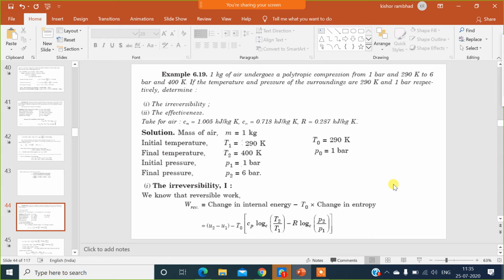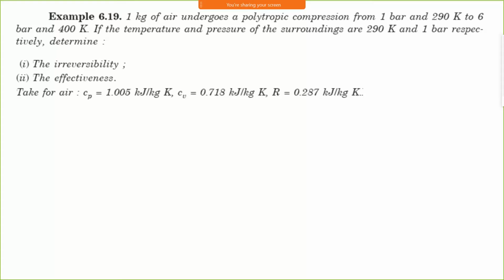Good morning everyone. This is lecture number 25 of Engineering Thermodynamics. In the last lecture we have seen 5 numericals. This is the sixth and last numerical of this topic of reversibility and availability. Let us look at the problem.